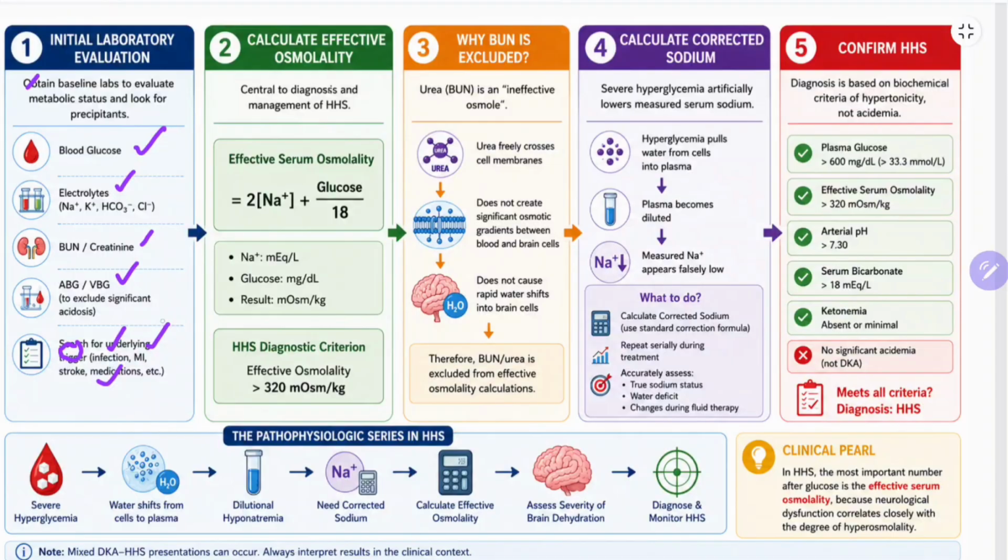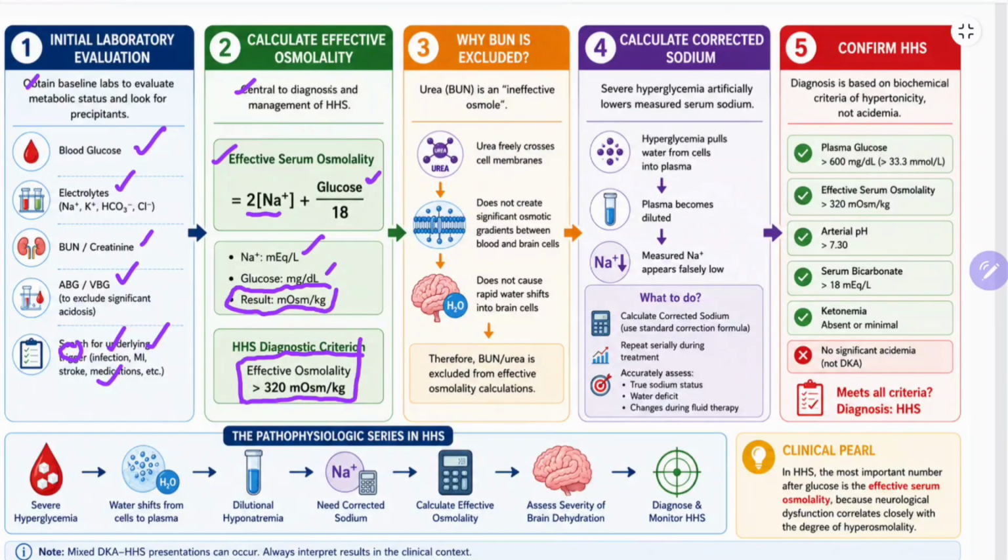Now after obtaining these baseline investigations, calculate the effective osmolality, which is central to the diagnosis and management of HHS. How do you calculate it? By this formula: 2 times sodium concentration in milliequivalents per liter plus glucose concentration in milligrams per deciliter divided by 18. The result you will get is in milliosmoles per kg. The diagnostic criterion is that the osmolality should be more than 320 milliosmoles per kg.